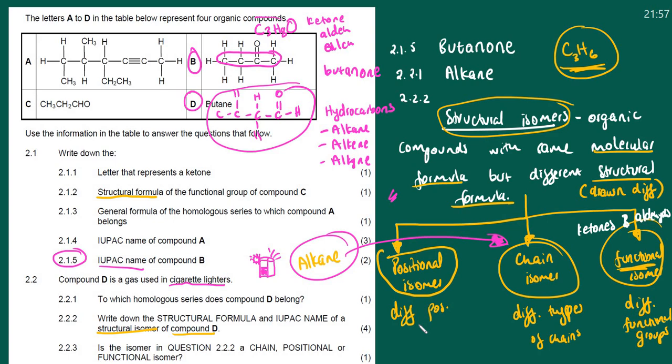We are saying the structures are different, but saying positional, chain, and functional is to specify that they are different in a way that they have different functional groups, or they have different chains, or they have different position of the functional group. Okay, I hope that is clear.